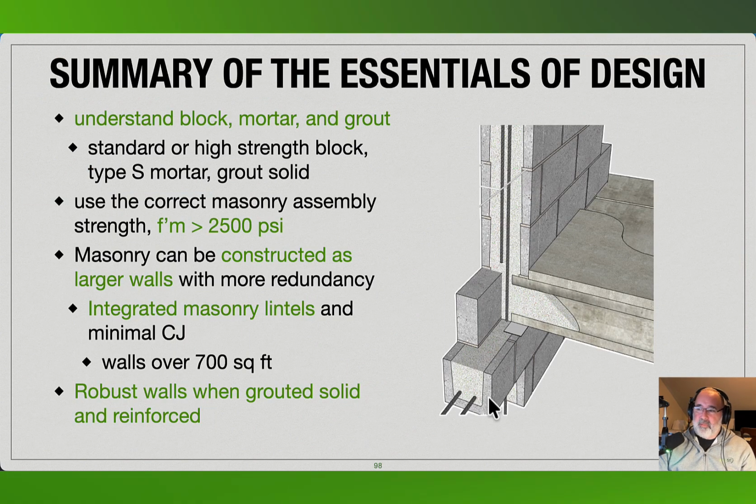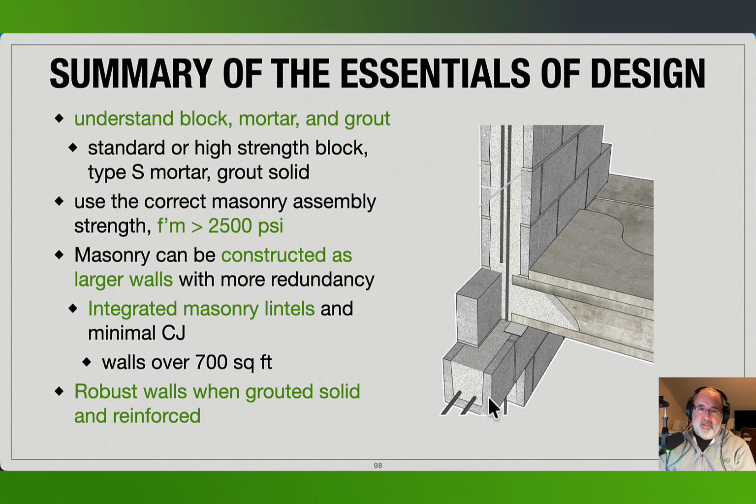So again, in summary, we're going to wrap up with a couple slides on the summary of the essentials of design. Understand the different blocks, mortars, and grout that you're going to be using. Use Type S for structural. Use a standard block strength that's whatever is available, or consider a higher block strength. We just helped a designer make that decision to go to an f'm of 4,000 last week. He had a pretty high demand for the tall walls and loads on his shelter, so we discussed going to an f'm of 4,000.